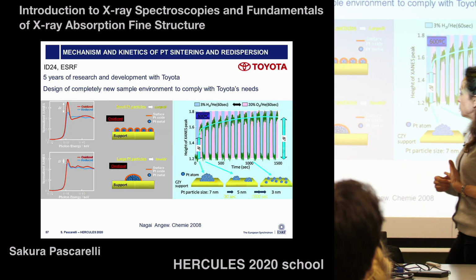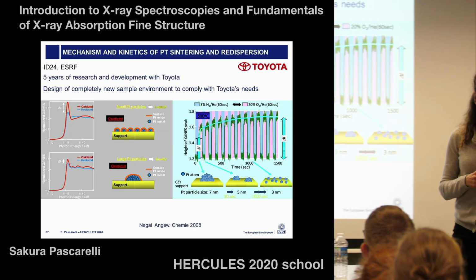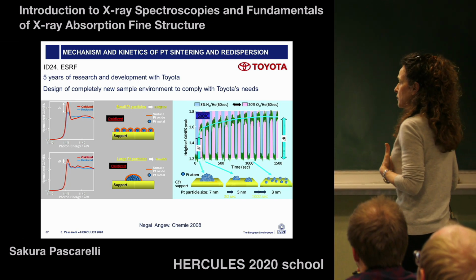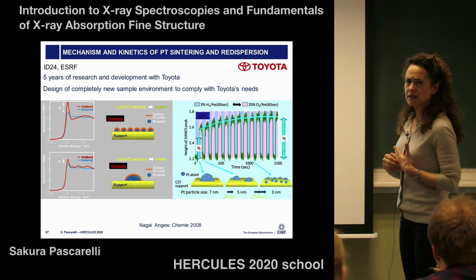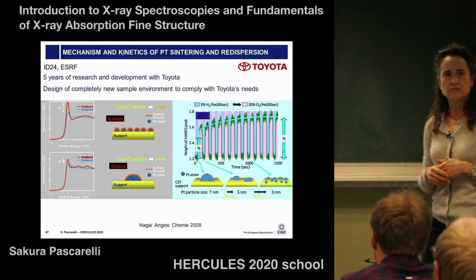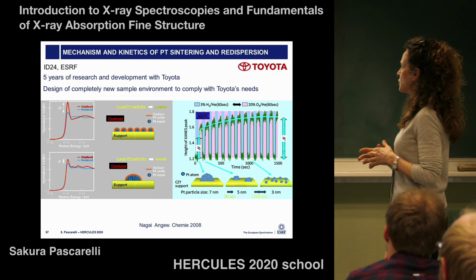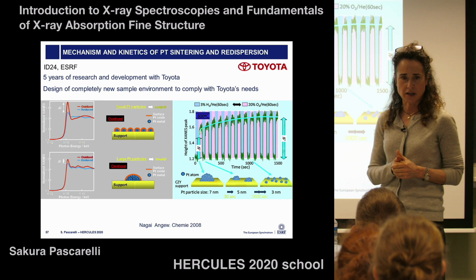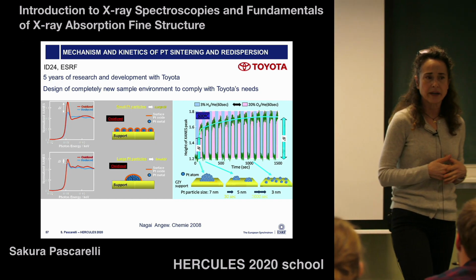This is another example which summarizes a little bit the work we did with Toyota. Toyota came for 5 years at the beginning of 2000. They stayed from 2002 to about 2007. They were interested in optimizing the catalysts that we have in the cars. These are so-called three-way catalysts.